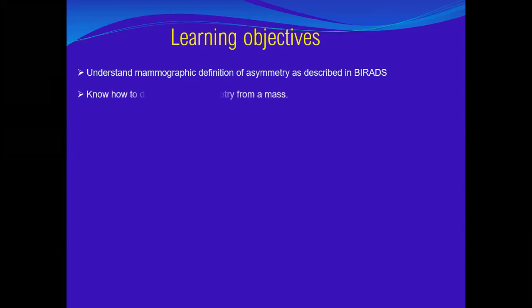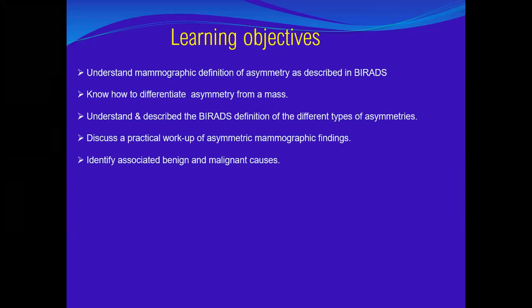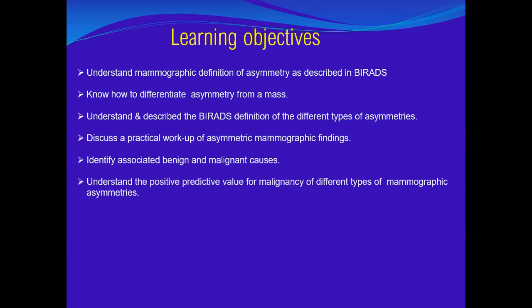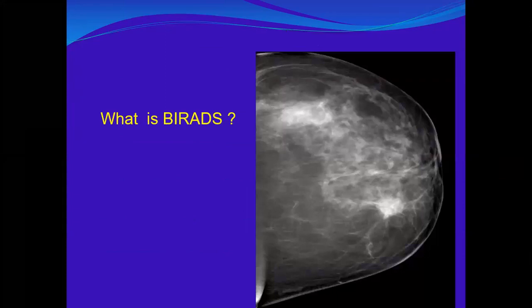The learning objectives of this session are: understanding the mammographic definition of asymmetry as described in BI-RADS, knowing how to differentiate asymmetry from mass, understanding and describing the BI-RADS definition of the different types of asymmetries, discussing a practical workup of asymmetric mammographic findings, identifying associated benign and malignant causes, understanding the positive predictive value for malignancy of different types of mammographic asymmetries, understanding management of different types of mammographic asymmetries, and recognizing the advantage of supplementary mammographic views and other modalities for asymmetric mammographic findings.